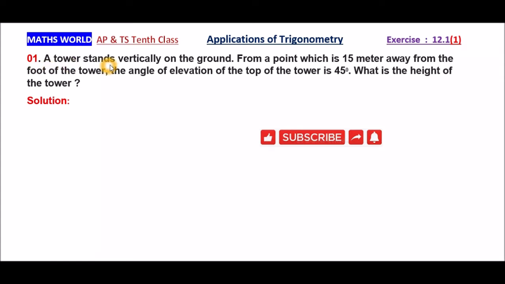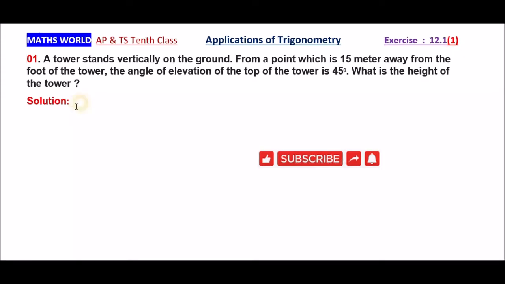Application of trigonometry, exercise 12.1, the first problem. A tower stands vertically on the ground. From a point which is 15 meters away from the foot of the tower, the angle of elevation of the top of the tower is 45 degrees. What is the height of the tower? Solution. See this image.